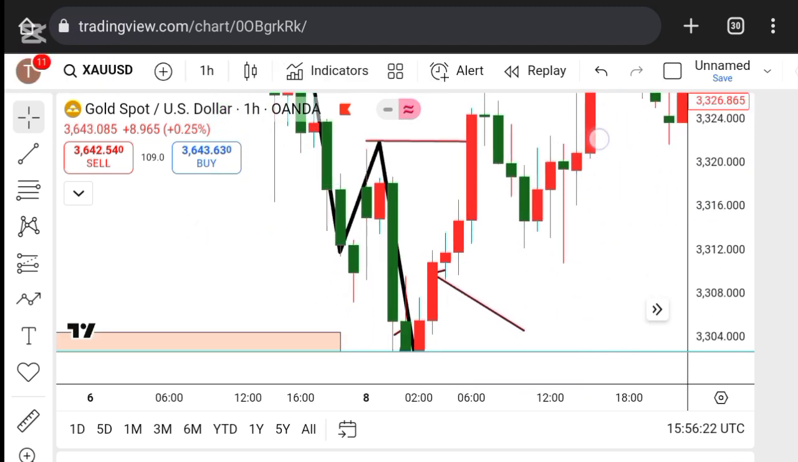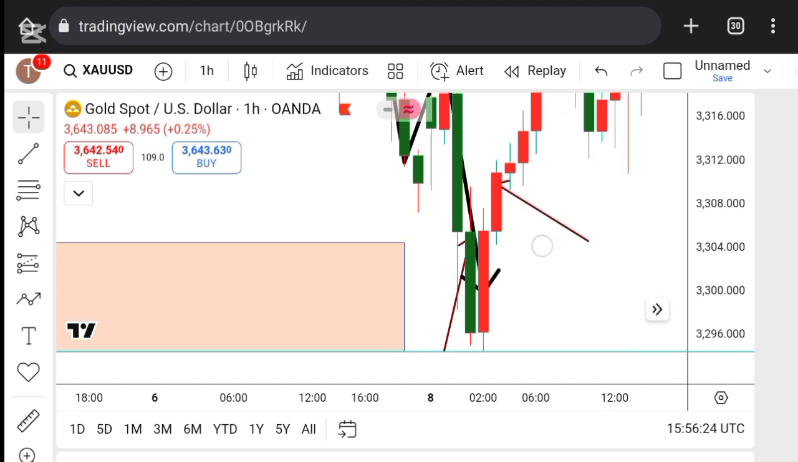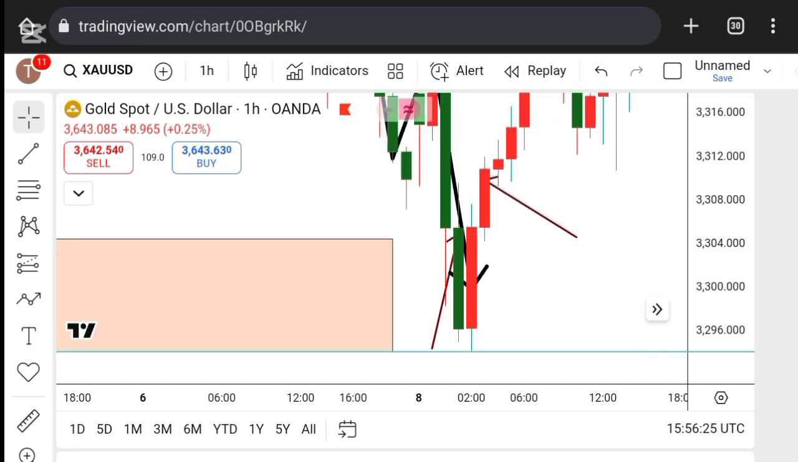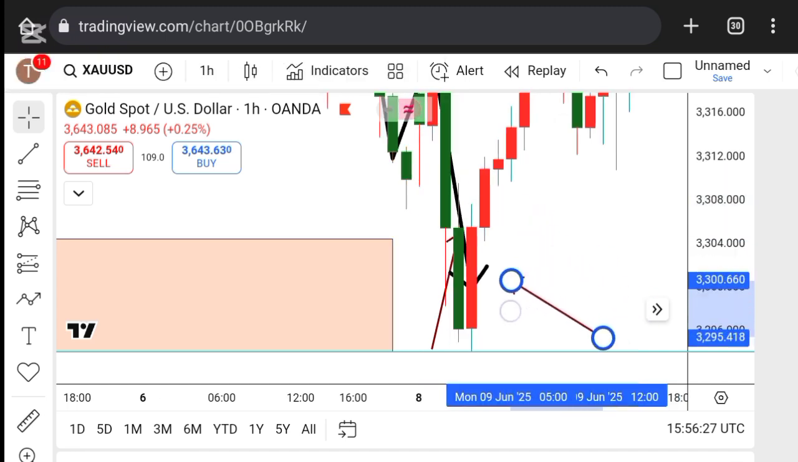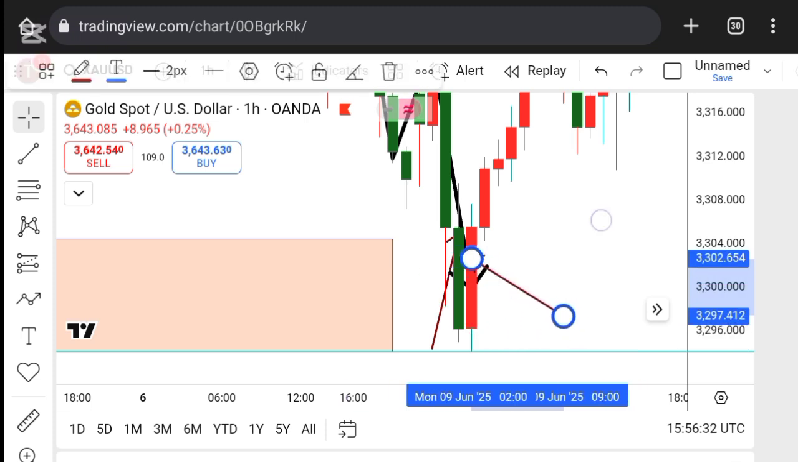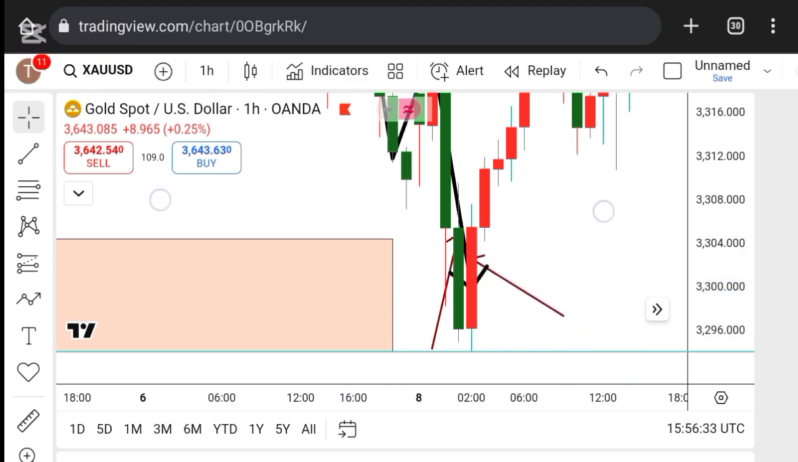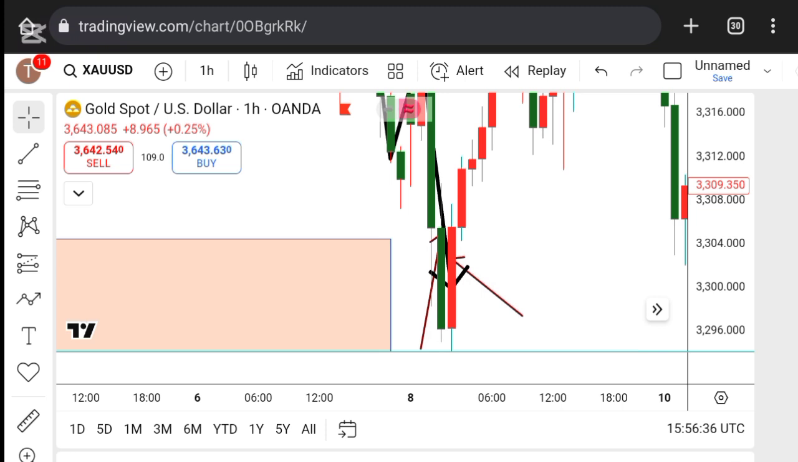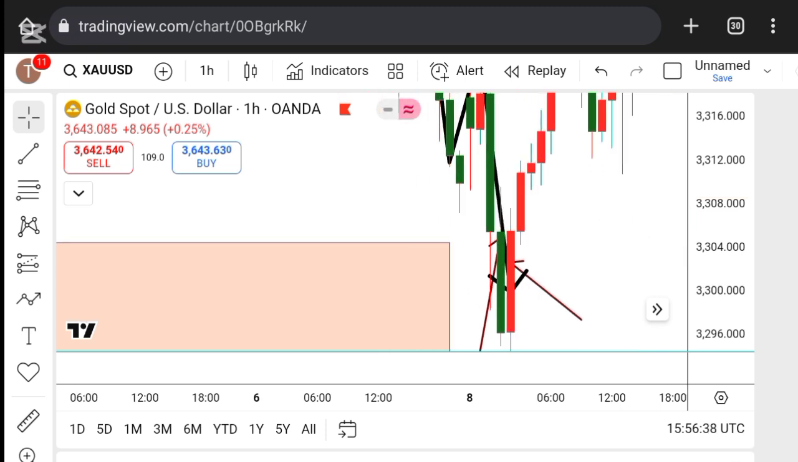Your entry has to be this very zone. Here is supposed to be your entry. But what happened is you will not just take a trade blindly. Like I said, I do mention liquidity.